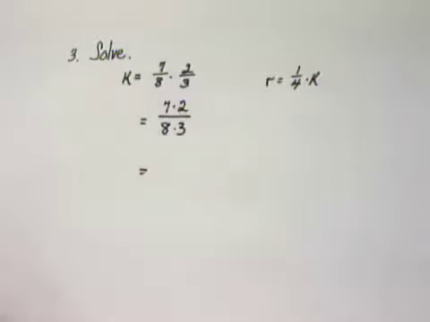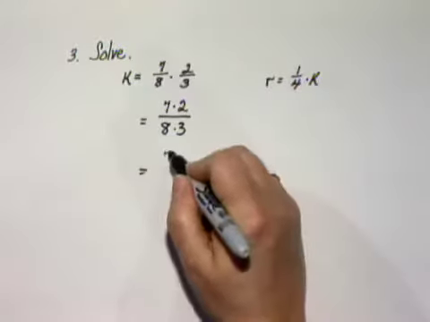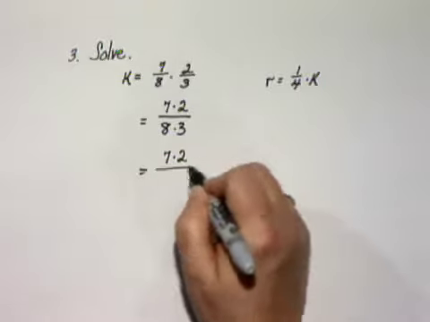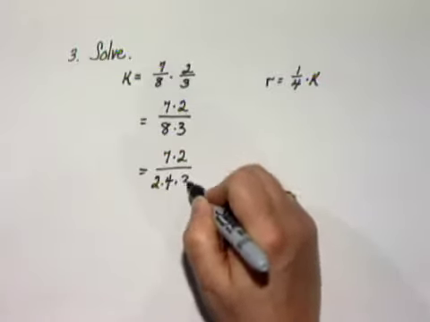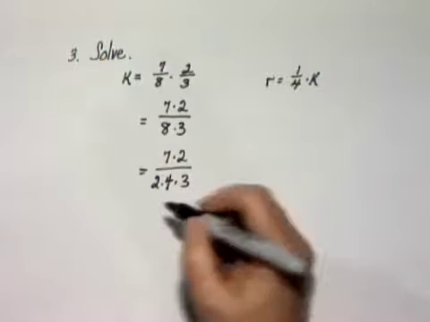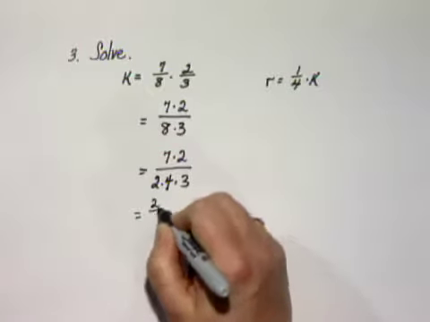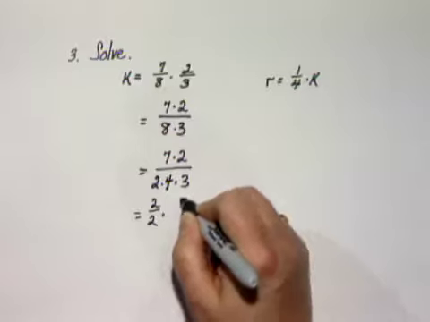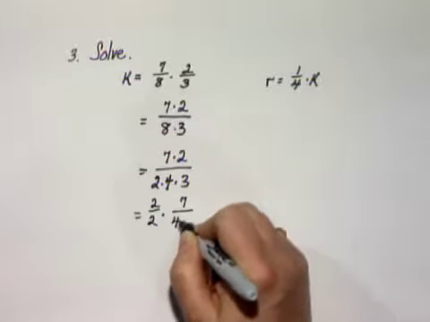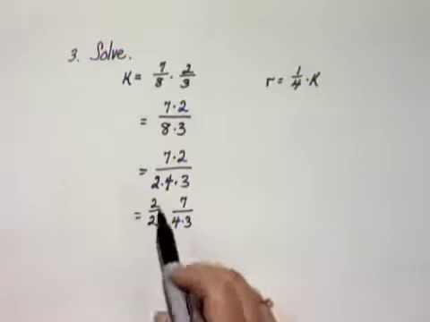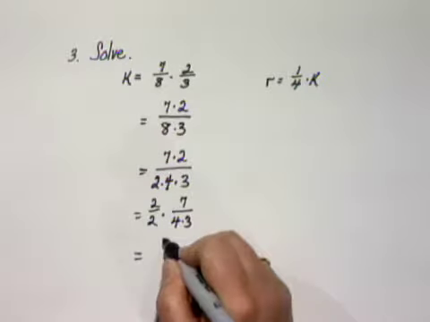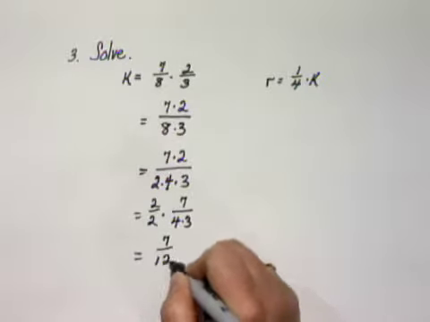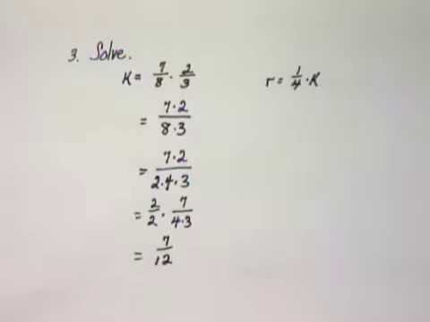And we can factor the 8 to simplify. In the numerator, we have 7 times 2. In the denominator, we have 2 times 4, which is 8 times 3. And we can factor this as 2 over 2 times 7 over 4 times 3. 2 over 2 is 1. So we have 7 over 4 times 3, or 7/12. This tells us that Carl received 7/12 of an acre.